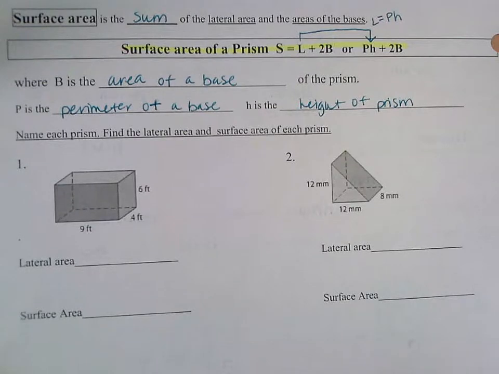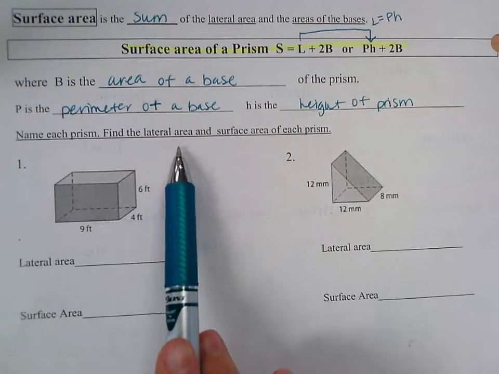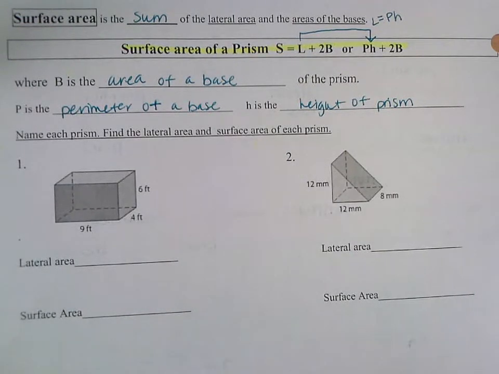Okay, so we have two examples here. It says for each of these to name the prism. So what is the prism called? And then find the lateral area and the surface area. And I'll show you when we go through these how I kind of organize my work with them. And what I'd be looking for you to show, so when you have your quiz on Tuesday, as these are graded, in case you're not getting the right answers, what I would need to be able to see to figure out how you got your answers.